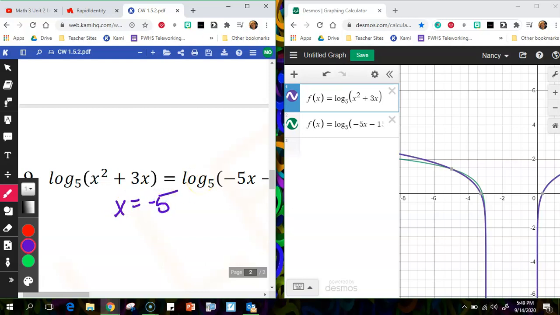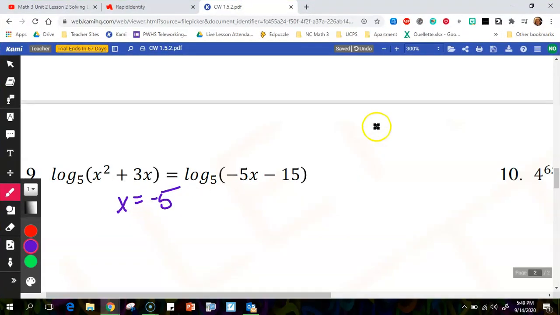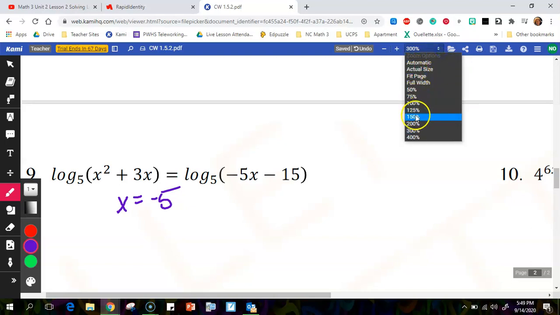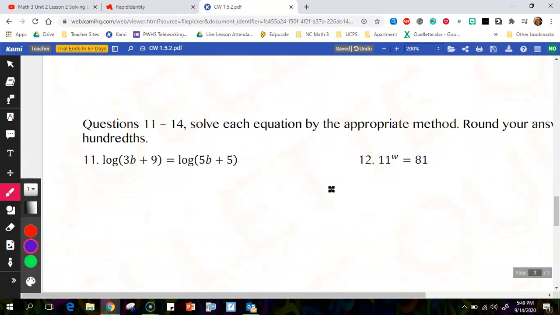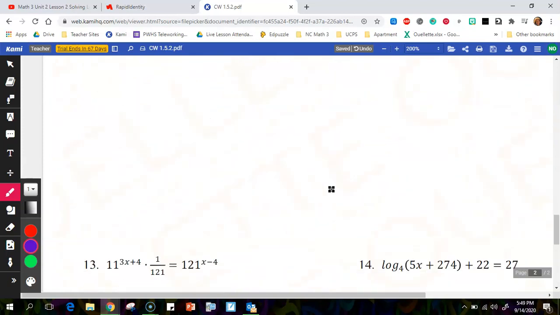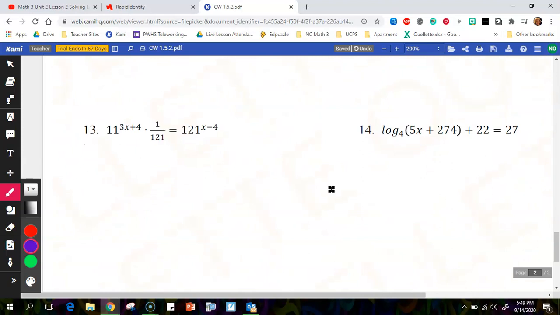All right, let me look and see what else we've got. Maybe we'll do 1 or 2 more. Okay, now this one just says solve by the appropriate method, but we're just going to solve using Desmos. So we have a few more. This one's pretty good, this number 13, because it's got this fraction in it. So let's try that one.